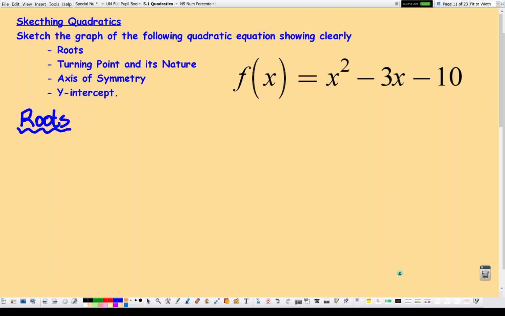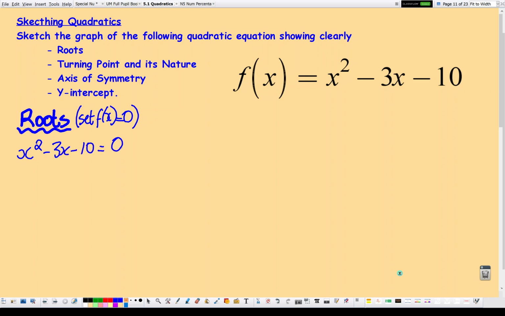The roots are the points where the graph cuts the x-axis, and at that point y, or f of x, is equal to 0. So you can write maybe in brackets to set f of x equal to 0. We have to do that in order to get started. So it's x squared minus 3x minus 10 equals 0.